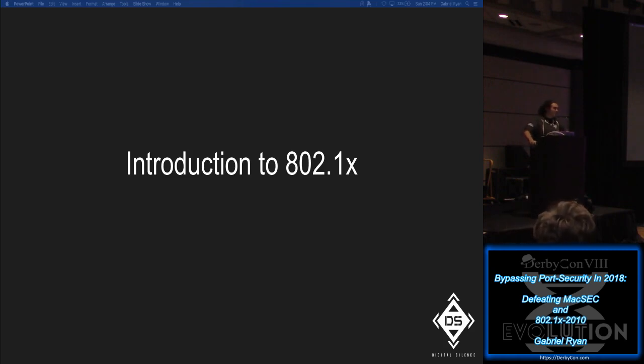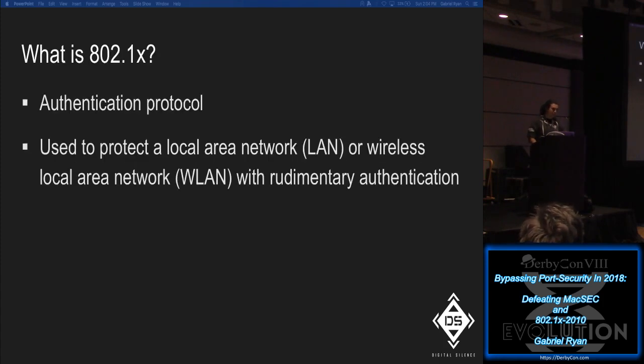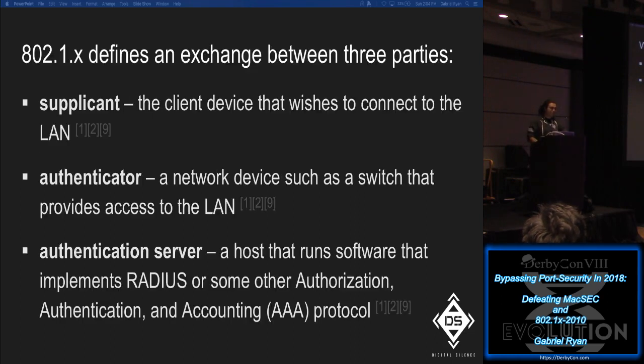Yeah. So this is a talk about 802.1x, which, previous versions of it have kind of been beaten into a dead horse, but I'm going to drop some interesting stuff here. But let's talk about what 802.1x is first and go over the basics. So 802.1x is an authentication protocol. It's used to protect local area networks, and even wireless local area networks, with rudimentary authentication. It defines an exchange between three parties: the supplicant, the authenticator, and the authentication server. The supplicant's the client device that you're trying to connect to the network. The authenticator's basically your switch. It's what the supplicant's connecting to get access to the network.